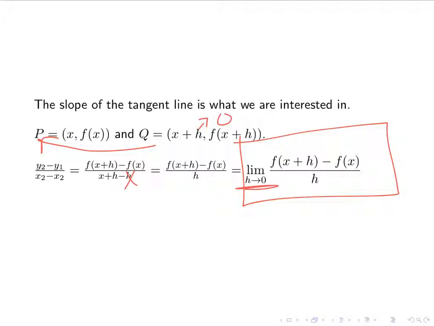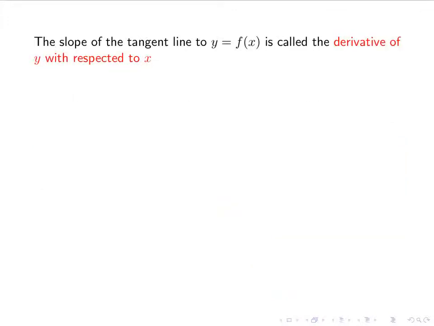And this is coming directly from the definition of slope. So remember before when we were doing function notation, I said you're going to see f of x plus h a lot. And this is exactly why. It's in the definition of the slope of the tangent line. The slope of the tangent line is called the derivative of y with respect to x.